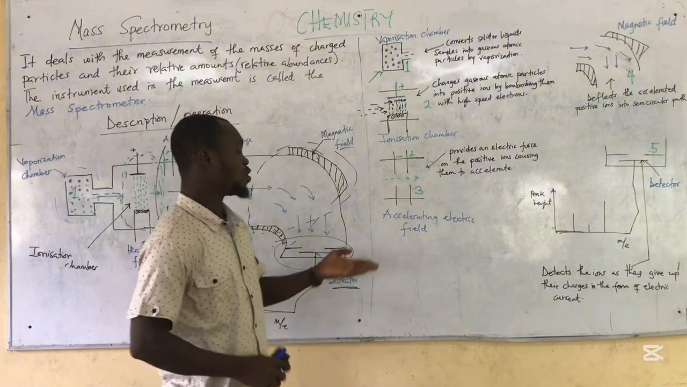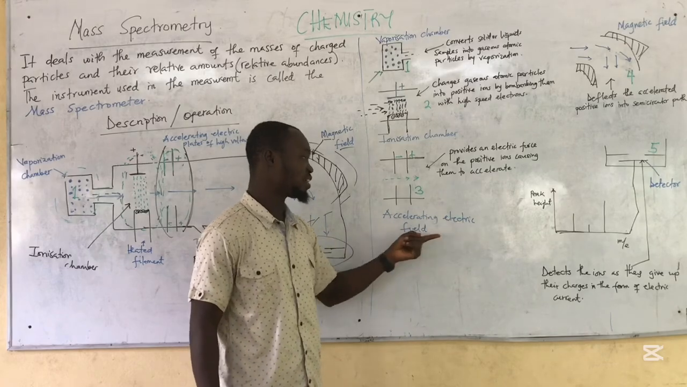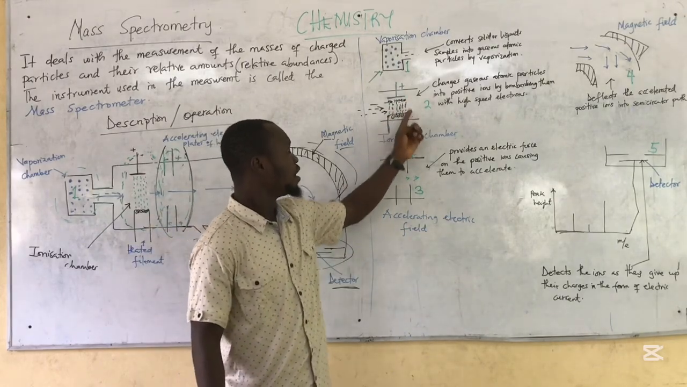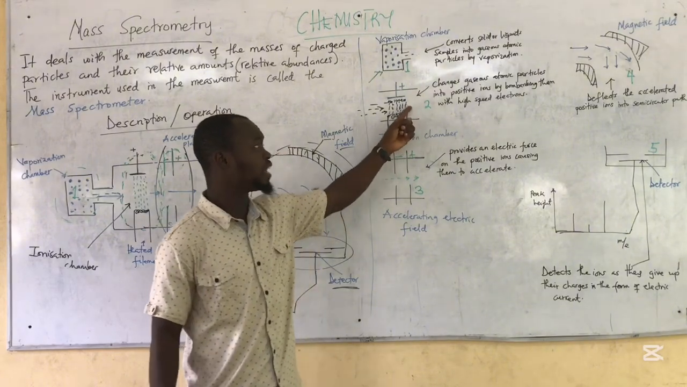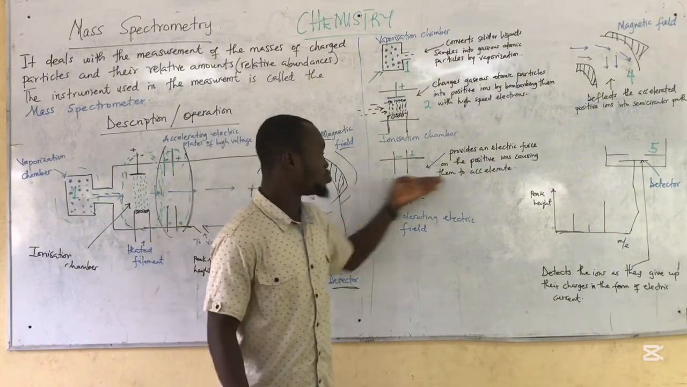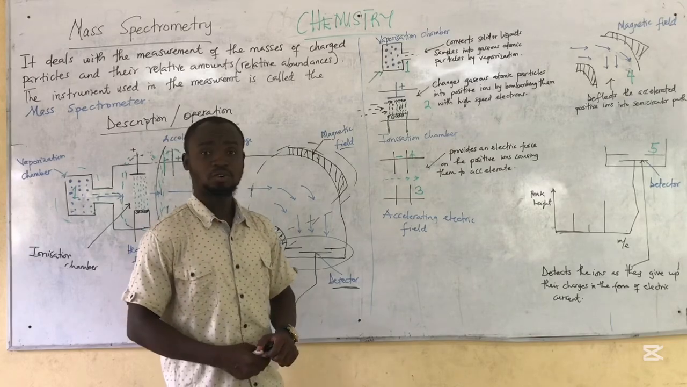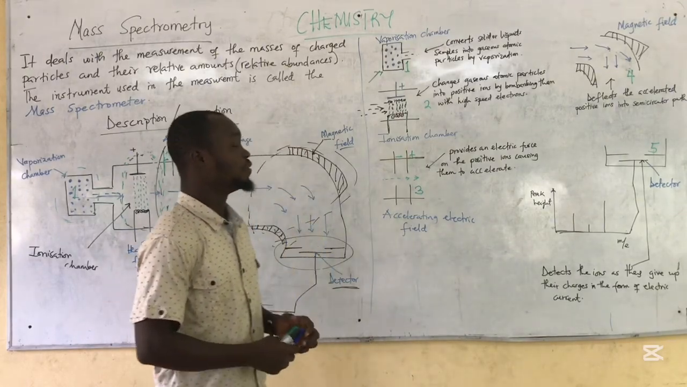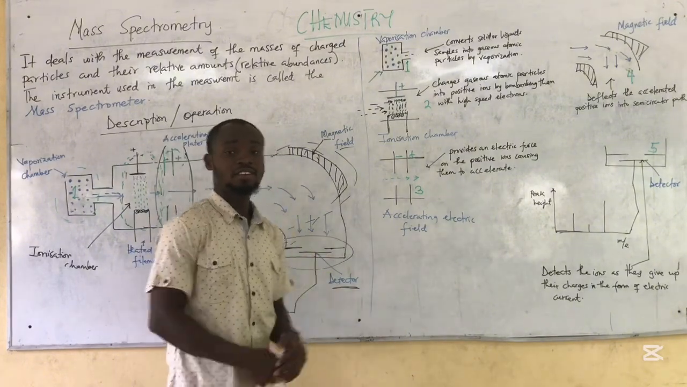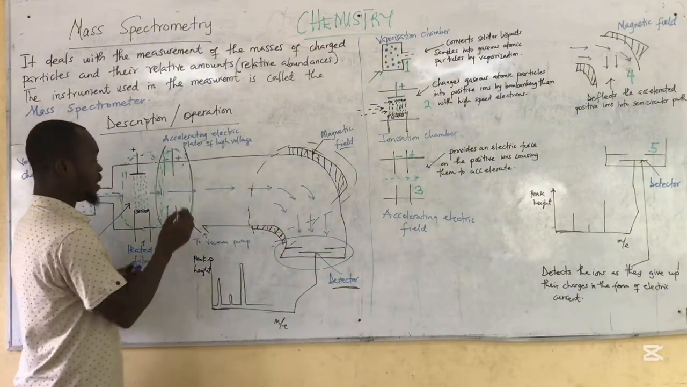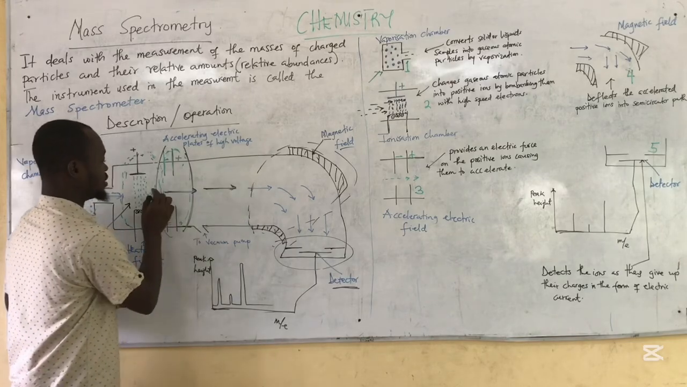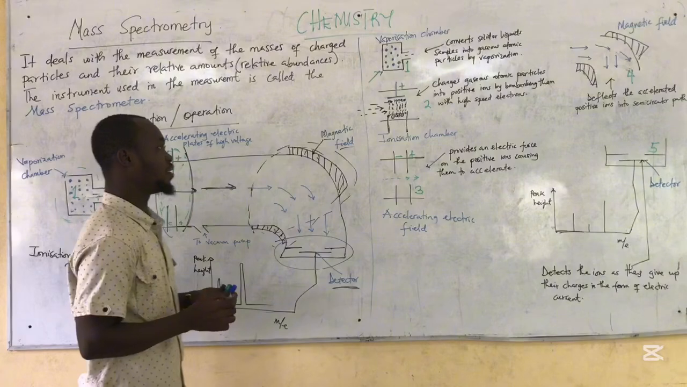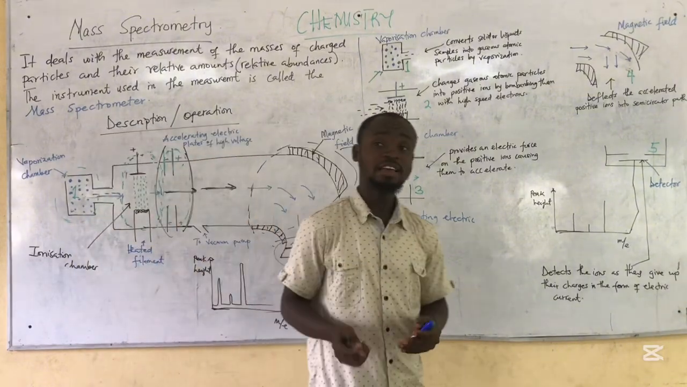I've indicated here the accelerating electric field. It accelerates all the positive ions that were formed as a result of the bombardment with the high-speed electrons. It accelerates all of them into the next essential feature. Over here I've indicated arrows. The arrows indicate the acceleration of the ions. So these are the positive ions which are being accelerated onto the next essential feature.